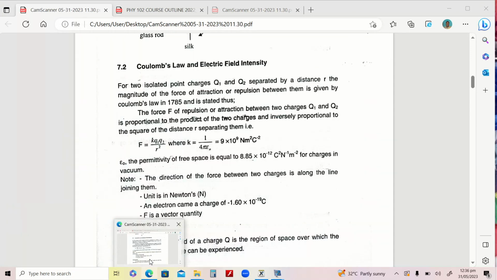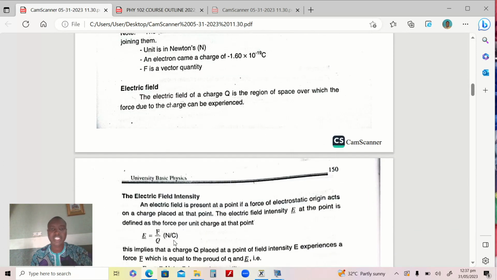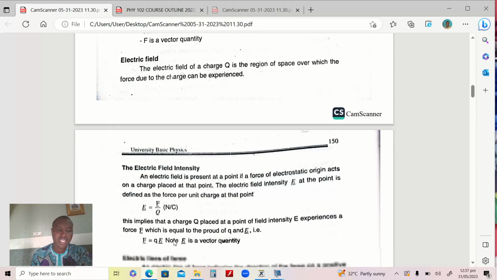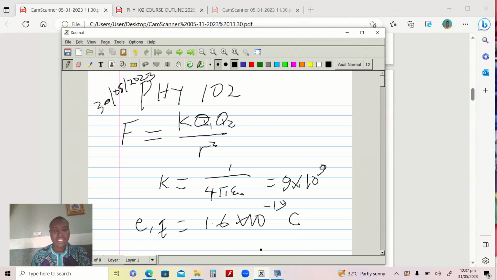So from here we move on to electric field. What is electric field? Electric field of a charge Q is the region of space over which the force due to the charge can be experienced. Then we have electric field intensity. An electric field is present at a point if a force of electrostatic origin acts on a charge placed at that point. So electric field intensity E at that point is defined as the force per unit charge at that point, which is equal to E, electric field intensity, equal to F divided by Q.